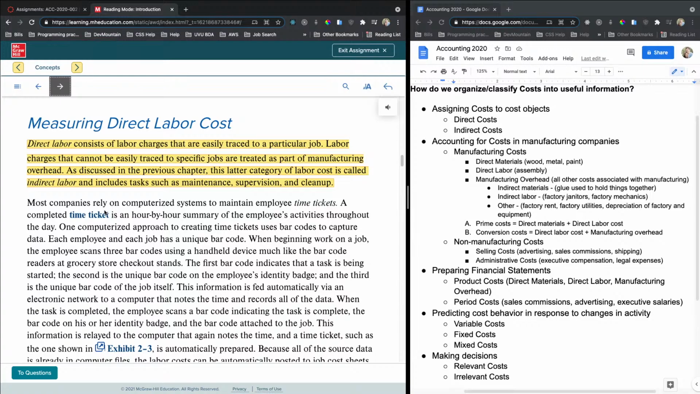Labor charges that cannot be easily traced to specific jobs are treated as part of manufacturing overhead. That's called indirect labor, which you can also see in the document to the right. That's the definition of indirect labor. It includes tasks such as maintenance, supervision, and cleanup. I'm going to add that.